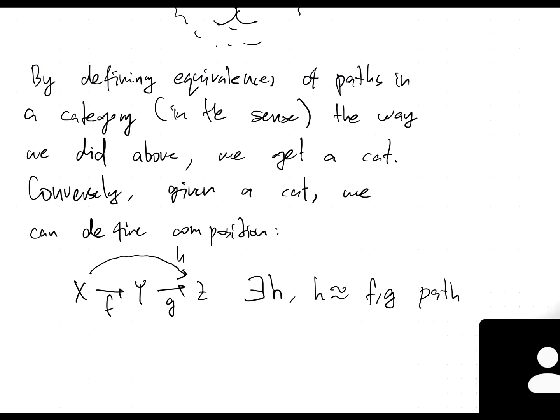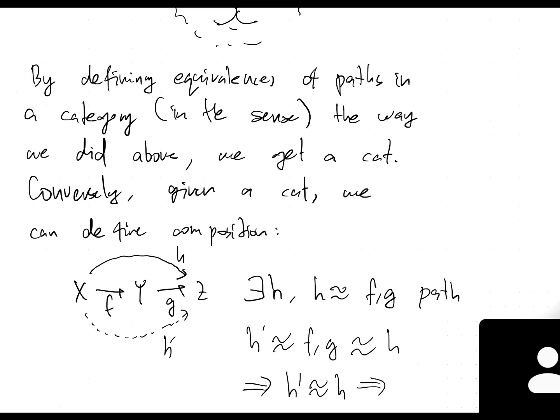And then we can further claim that there will be only one such, because imagine if there was another one, let's call it H prime, that H prime would be equivalent to the path FG. Now, by symmetry, FG path is also equivalent to H because H was equivalent to FG. And then by transitivity, we get that H prime is equivalent to H. And then by axiom of equality, which E is that? I think that's E6, I think. We can conclude from here that H prime equals H.